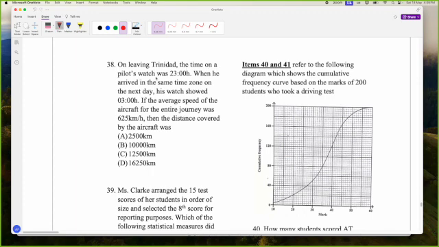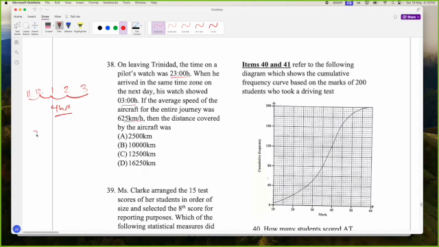On leaving Trinidad, the time on a pilot's watch was 2300 hours, right? 2300 hours is 11 o'clock in the night, if you didn't know. When he arrived in the same time zone on the next day, his watch showed 0300 hours. So from 11 o'clock in the night: 12, 1, 2, 3. That is 1 hour, 2 hours, 3 hours, 4 hours. That's 4 hours.